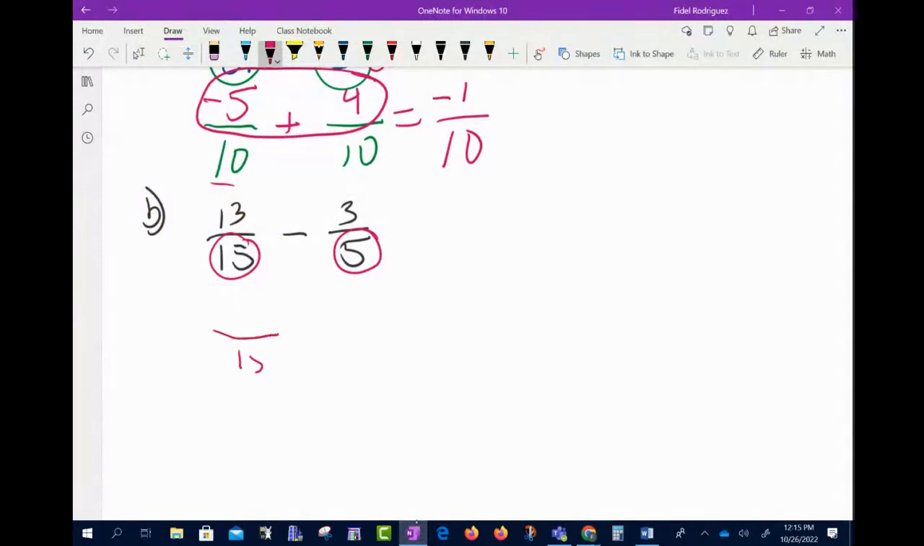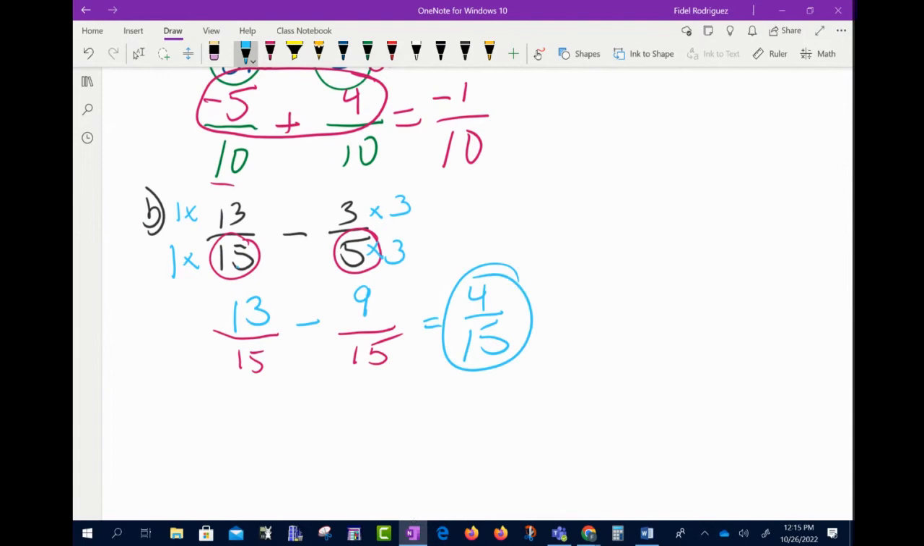So look, I'm going to write two new fractions with the bottom part being 15. Okay. So what I might do here is I might say, look, what did I have to multiply 15 by to get 15? Oh, we had to multiply it by 1. So we're going to multiply that by a 1. That's still going to be a 13. Okay. And then I'm going to play the same game. What did I have to multiply 5 by to get 15? Oh, we had to multiply that by 3. So I'm going to multiply that by 3. That's going to give me a 9. And then I'm just going to go ahead and subtract. 13 minus 9 is going to leave me with 4 all over 15, right?